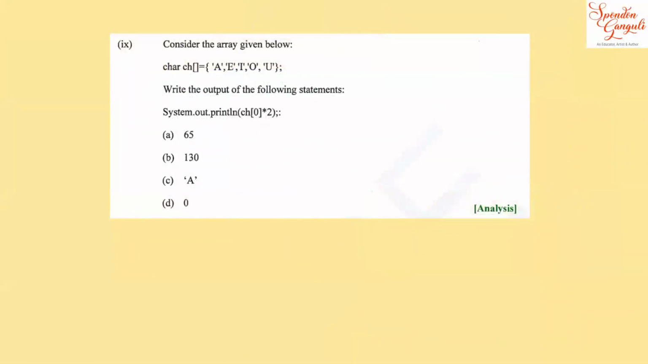Consider the array given below. char ch[] = {'a','e','i','o','u'}. System.out.println(ch[0] * 2). What will be the answer? So ch[0] will give you the character a. Now when it is multiplied by 2, implicit conversion takes place. So a's ASCII value is 65. 65 into 2 becomes 130. So the correct answer is option B.